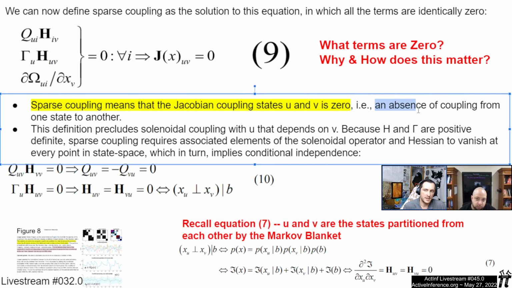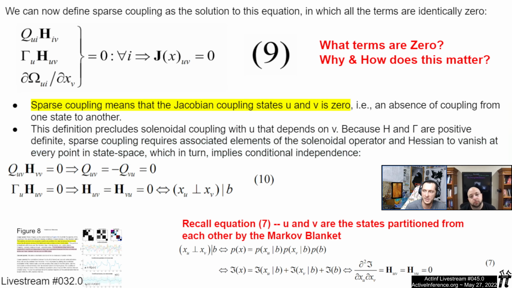I.e., there's an absence of direct coupling from one of those to the other. This definition precludes solenoidal coupling with U that depends on V. Because H and gamma are positive definite, sparse coupling requires associated elements of the solenoidal operator and the Hessian to vanish at every point in state space, which in turn implies conditional independence. So, what is being shown here?